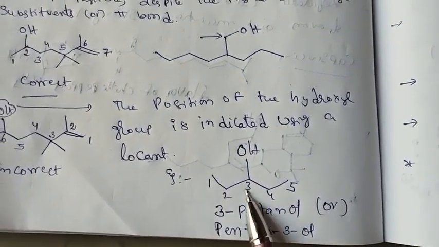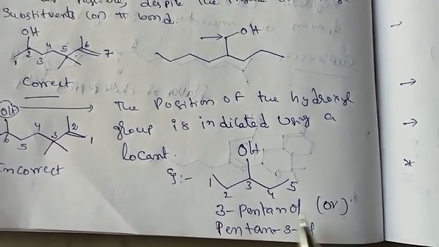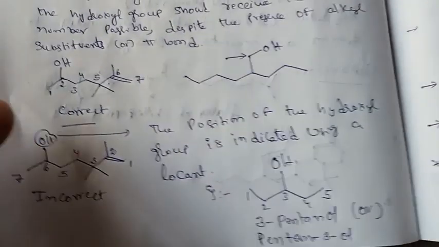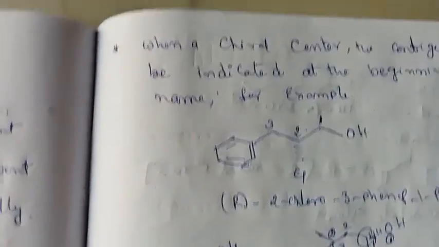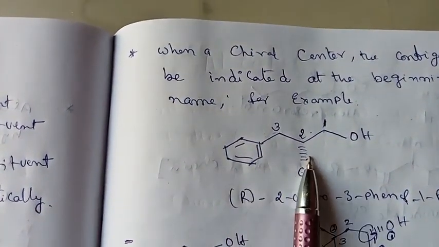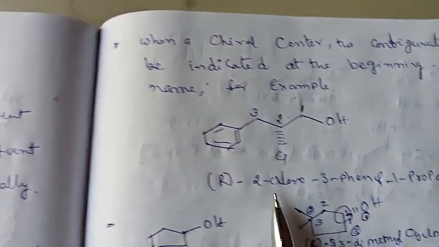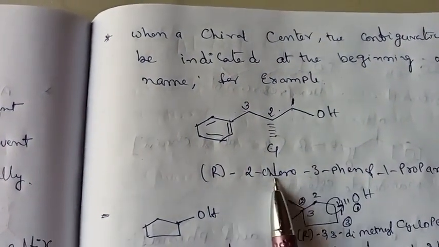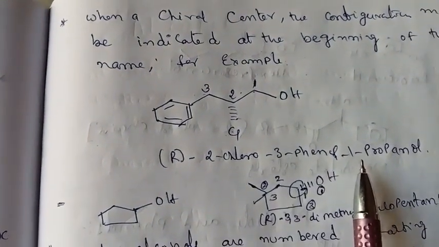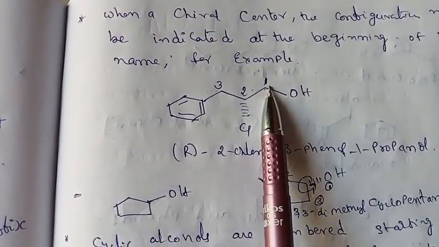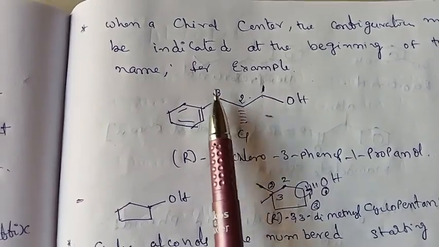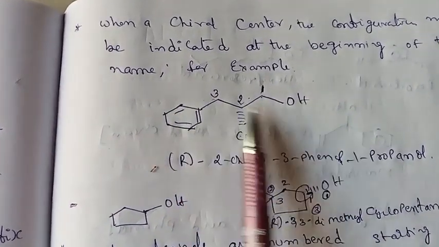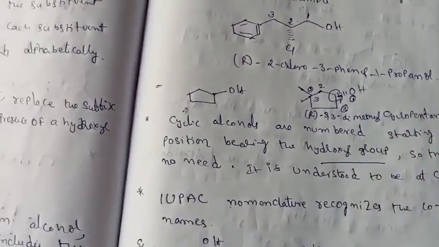Now this is 1 2 3 4 5, so 3-pentanol is the correct answer. And even chirality, if it is a compound having chirality, we should give the chiral R nomenclature, 2-chloro-3-phenyl-1-propanol. So now this is the numbering, because for the OH group we have to give the highest numbering priority, 1 2 3, so 3-phenyl-2-chloro propanol.